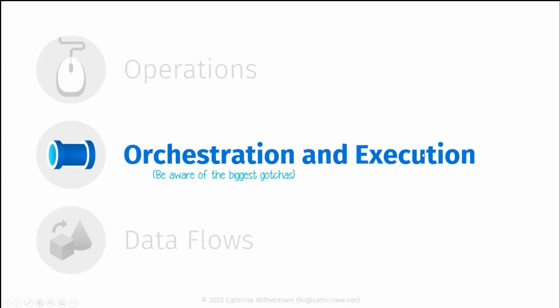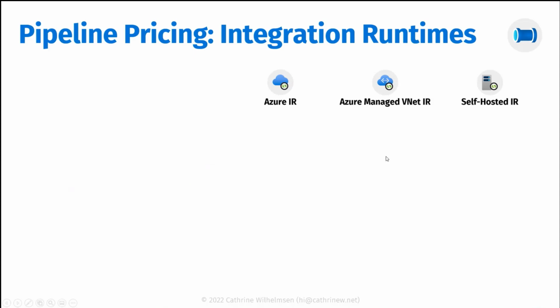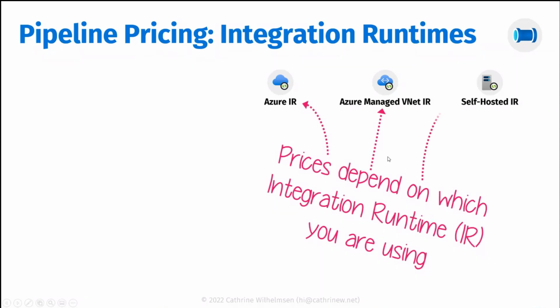The second part gets a little bit more complicated. When we get to orchestration and execution, there are a couple of things that you need to be aware of. So the first is that the price depends on which integration runtime you're using. So you'll see different numbers depending on the integration runtime. And this might affect your choice in which integration runtime to use.